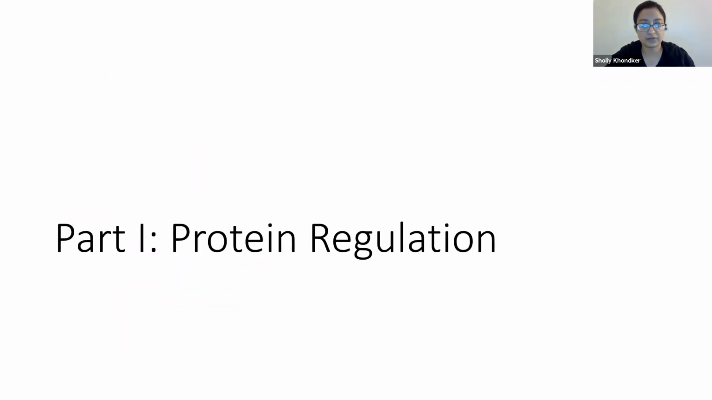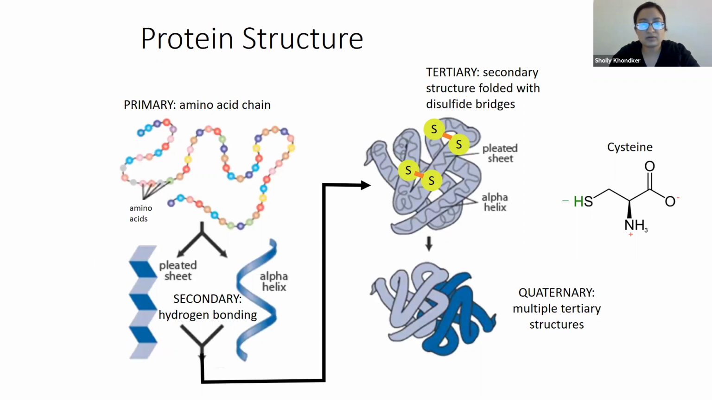Okay, so going to go to protein regulation first. Last week we were talking a bit about protein structure. There are at least 3 levels of protein structure. Sometimes there's 4, depending on which protein you're talking about. So the primary structure is just the amino acid chain sequence. This is just a series of amino acids that are attached by peptide bonds.